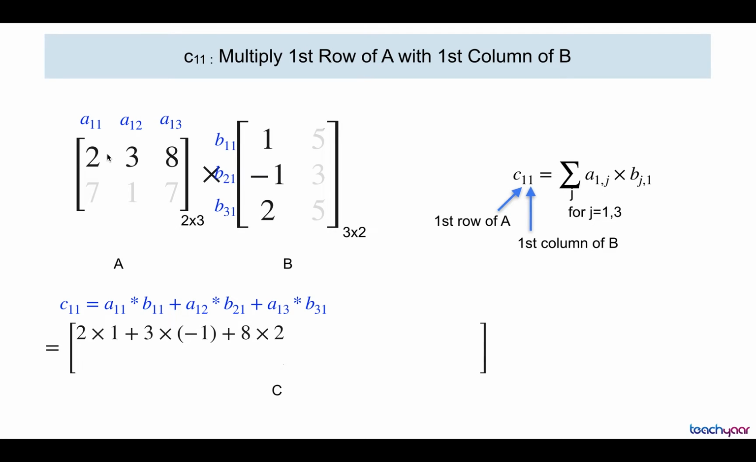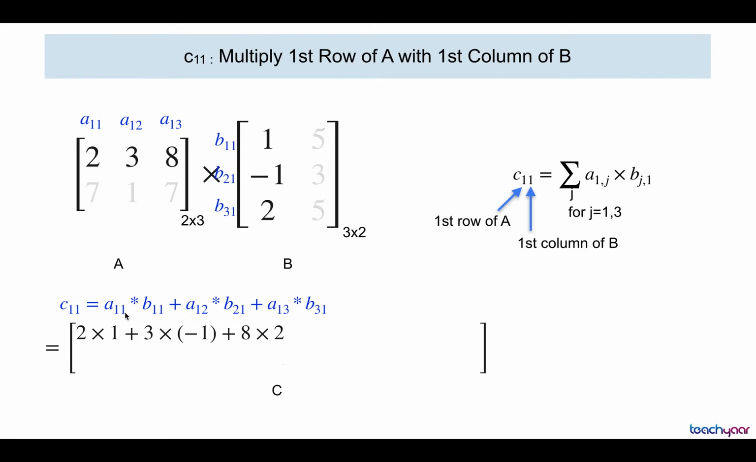So what does that mean? Well, simple. To get this first element, take A11 times B11. So j is the second index, so that's 1 and 1. Plus A12 times B21. So here it's 2 and 2, so it's A12 and B21. And then for the third, you take the third element of this and multiply it by this. So that's A13 times B31.